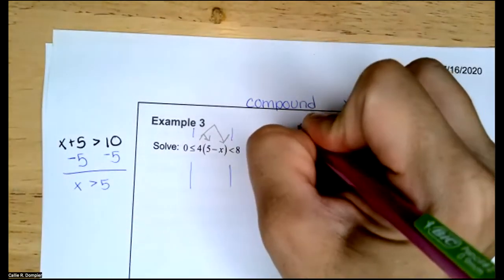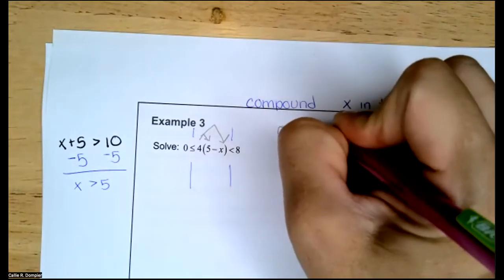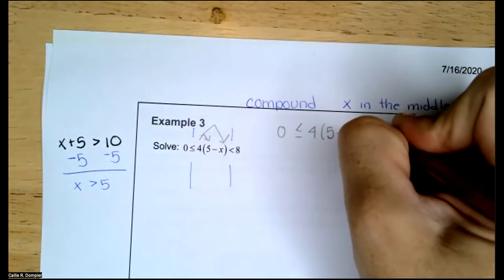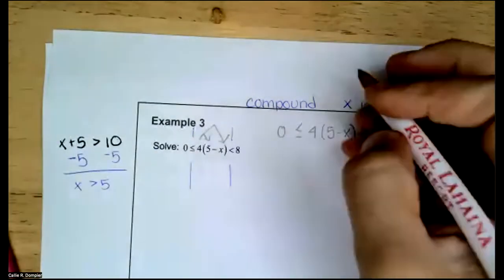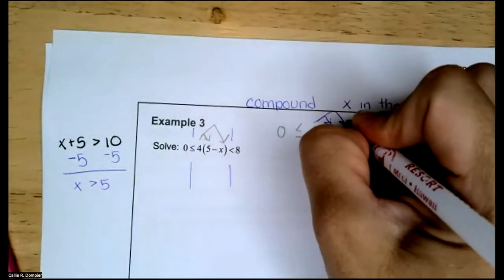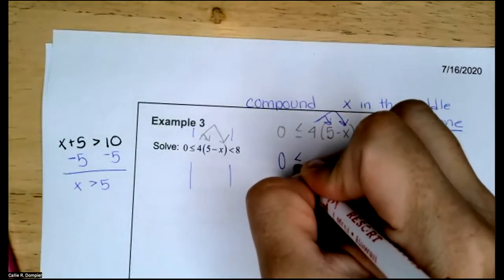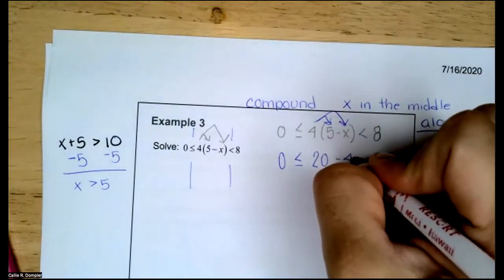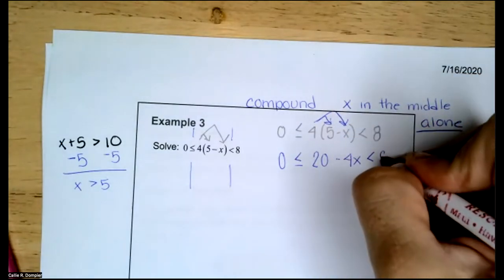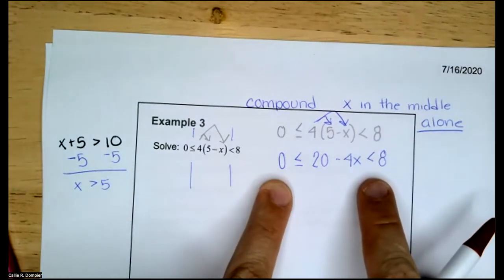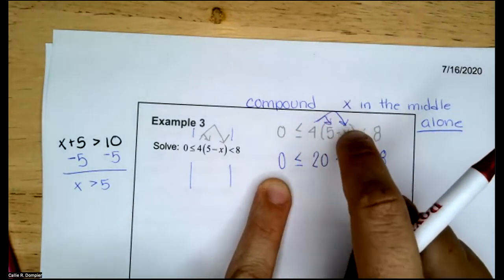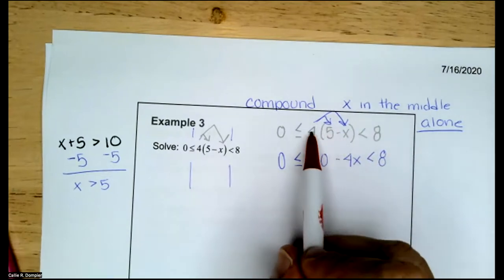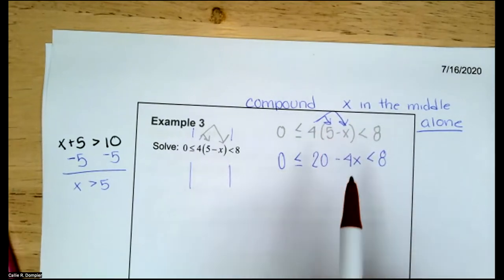Rewrite it. 0 is less than or equal to 4 times 5 minus x, which is less than 8. All right, let's distribute the 4. 0 is less than or equal to 4 times 5 is 20. 4 times negative x is minus 4x. Notice I didn't do anything to left or right because I'm just distributing the 4 within the parentheses. Now the parentheses are gone. The 4 and 5 became 20. The 4 and negative x became negative 4x.